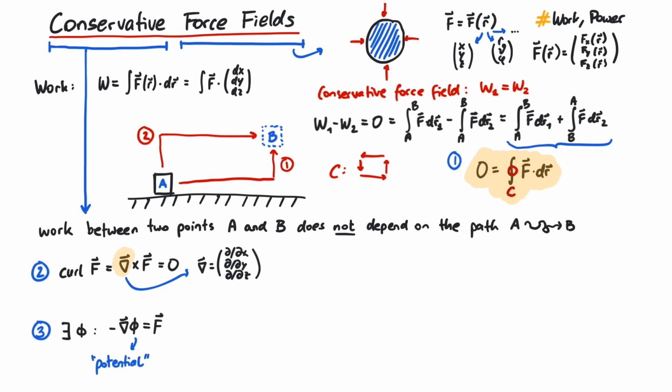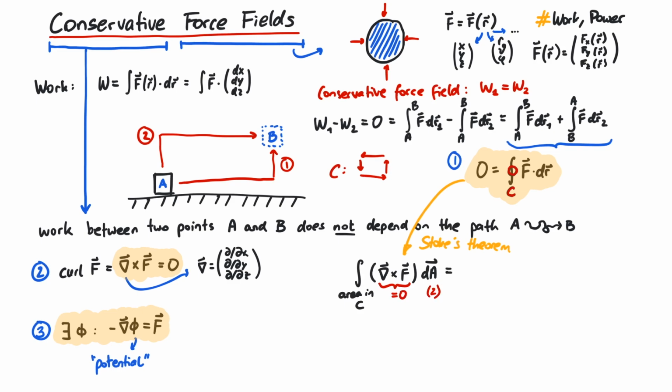Now you might be wondering if one definition is better than the other. However, for our purposes, they are in fact equivalent to each other, which means there is no best definition. We can use Stokes' theorem to write the closed line integral over the force F as a two-dimensional integral over the area enclosed by the line C of the curl of F. If we use the second definition, then this expression is 0, just like the first definition wants.